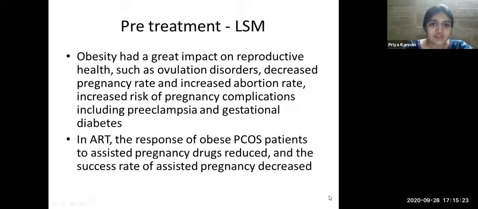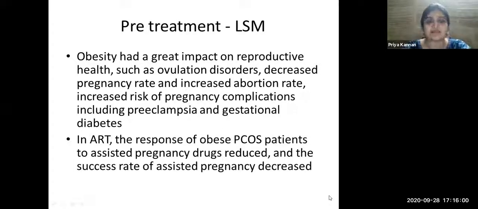Obesity has a great impact on reproductive health, including ovulation disorders. It decreases pregnancy rate, it increases abortion rate, and definitely it increases the risk of pregnancy complications, including preeclampsia and gestational diabetes. The entire spectrum of complications is well seen in PCOS patients. I'm sure you would have observed that all these things are much more frequent in uncontrolled PCOS. Even if you have kept them very well under control, it does happen more often than in the general population.